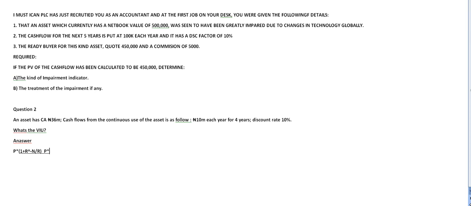multiplied by, open bracket, 1 plus r, raised to power n, minus 1, divided by r.